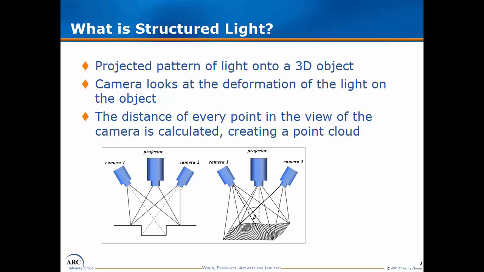So next, structured light 3D scanners, which are also known as white light scanners, function pretty similarly by projecting a pattern of light onto a 3D object. A camera then looks at the deformation of this light pattern on the object and calculates the distance of every point in its field of view, creating a point cloud. So, Scott, it's basically a device for capturing a three-dimensional digital representation of a physical object. But how is this used in manufacturing?